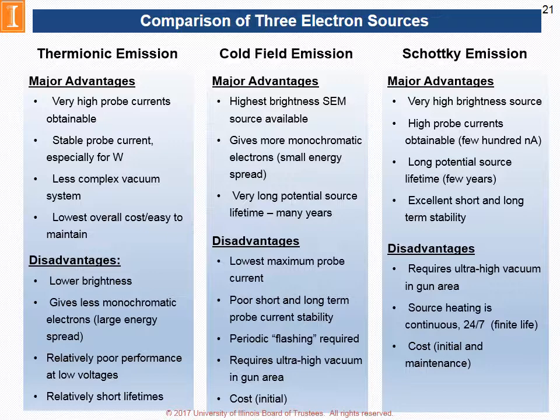Schottky emission gun kind of combines the advantages from both the thermionic gun and the cold field gun. It has high brightness. It can also give high probe current.